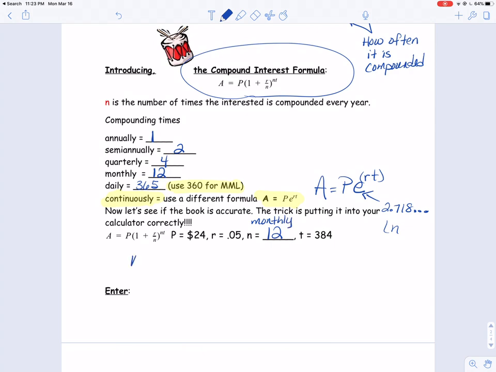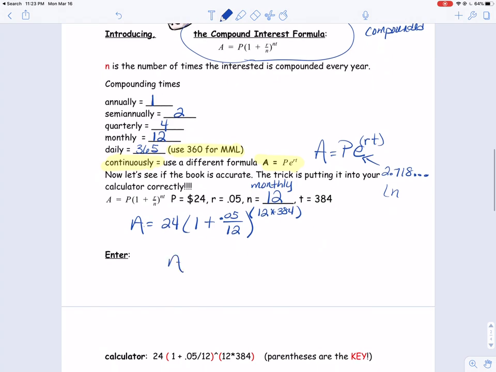All right, so we don't know the ending amount. We're hoping it's going to be over 5 billion. All right, compounded monthly, so put in the 12. And that's going to be for 384 years. So when you punch that in your calculator, you can punch that in all at one time. Most of you have calculators where you can follow suit. Make sure that that exponent is 12 times the 384. All right, give me a second. Let me punch it in.